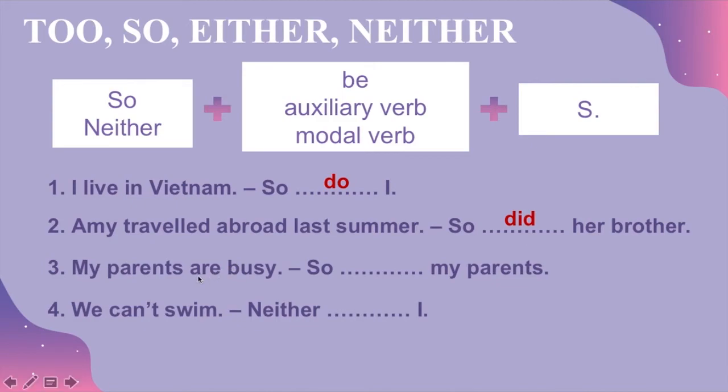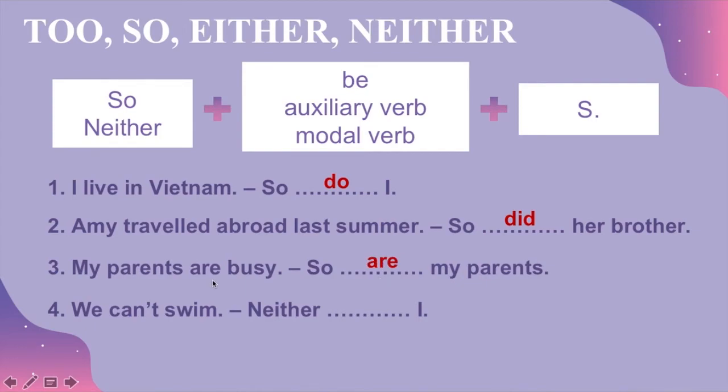You can see here we have the verb to be are that is in present simple. So we need to fill in the blank with the verb to be too. And because the subject here is my parents, so we will fill in the blank with are.